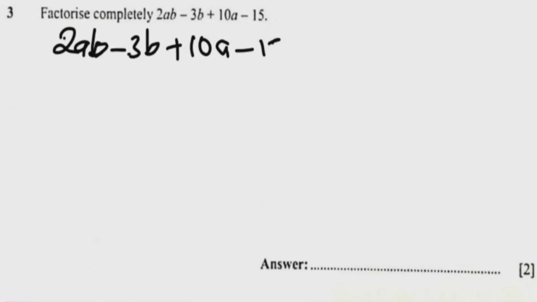Okay, we come to question 3, which is factorize completely 2ab minus 3b plus 10a minus 15. Okay, so what you can do is to work out this one. What you're going to do is rewrite the expression, which is 2ab minus 3b plus 10a minus 15. Okay, so what we can do now is we put these terms in two categories, so this one and this one. Okay, so what we do is we factorize now.